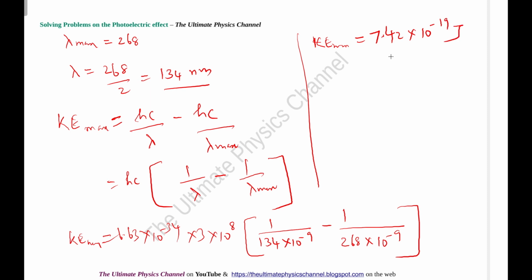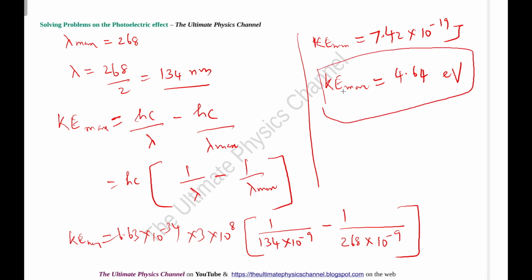If you again divide this by 1.6 into 10 power minus 19 to get the Ke max in electron volt units, you would get 4.64 eV, right? So it is interesting that this value happens to be equal to the work function of the material as well, right? Let's move ahead.